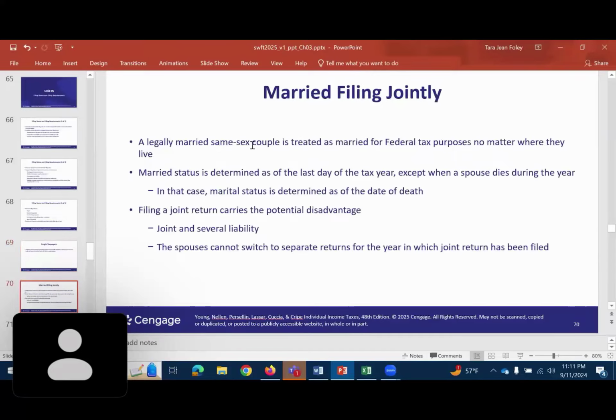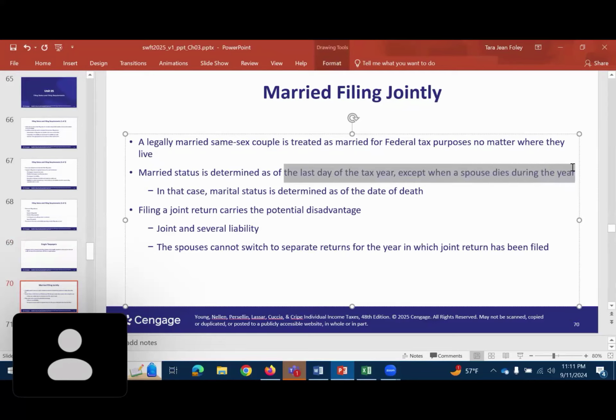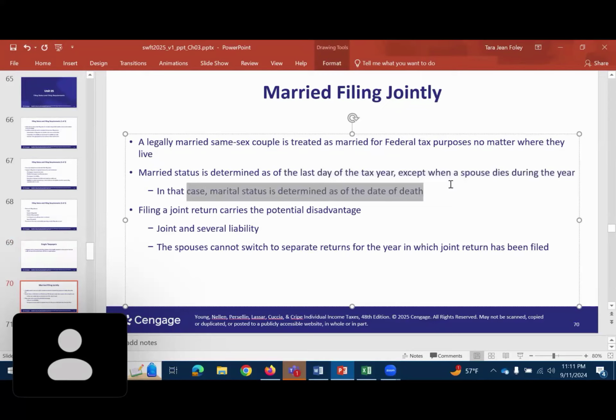A legally married same-sex couple is treated as married for federal tax purposes no matter where they live. But the states will be different. Married status is determined as of the last day of the year, except when a spouse dies during the year. Then the marital status is determined as of the date of death. Filing a joint return has a potential disadvantage: joint and several liability.